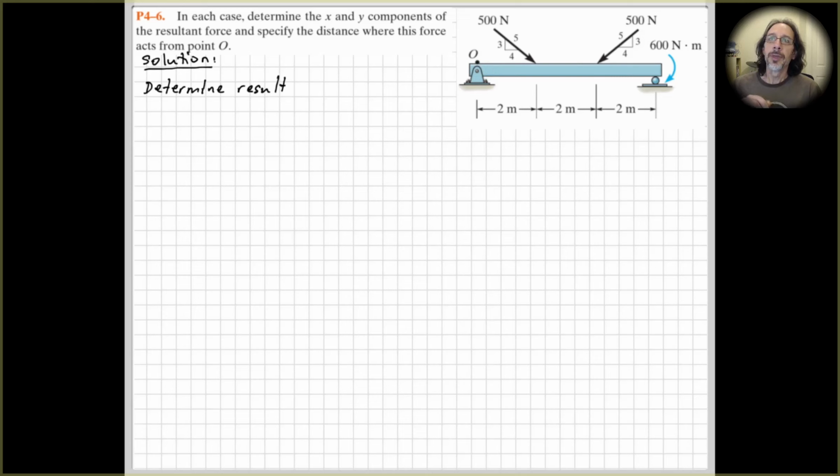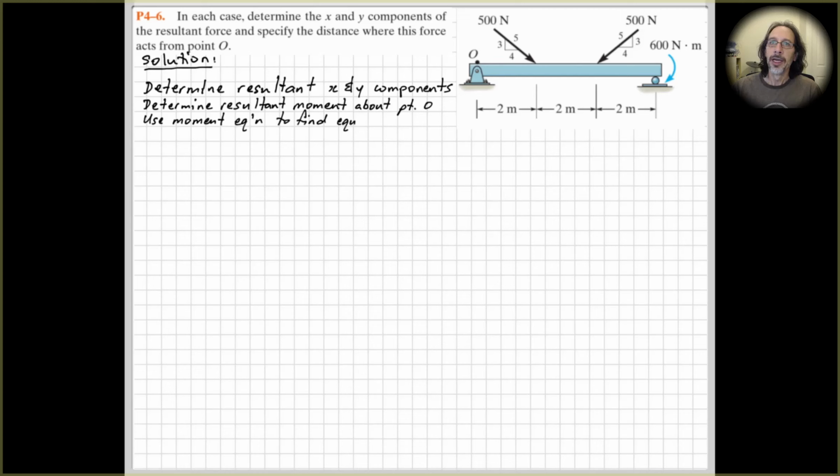All right, so determine the resultant X and Y components at point O, and then also determine the resultant moment at that same location, and then use the moment equation to find the equivalent single force location somewhere else. Starting with the resultant force in the X direction, we just add up all of the components of forces in the X direction, indicating that horizontal to the right is positive.